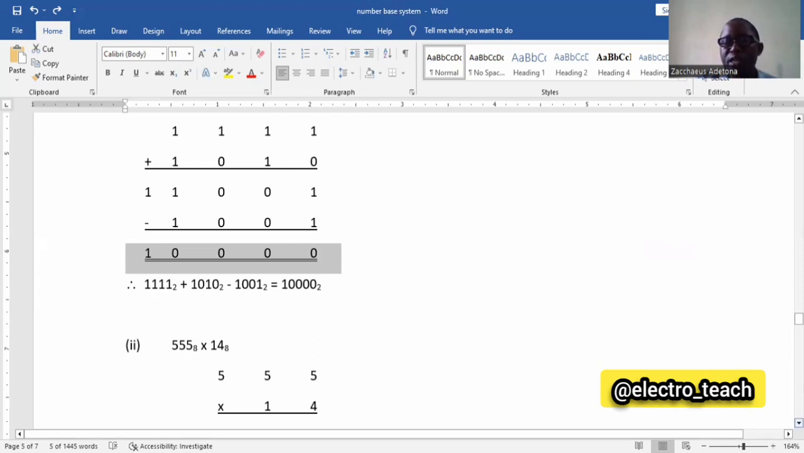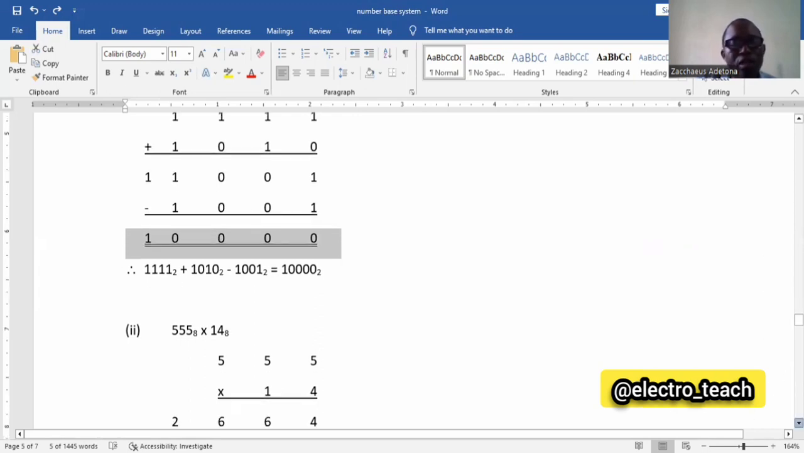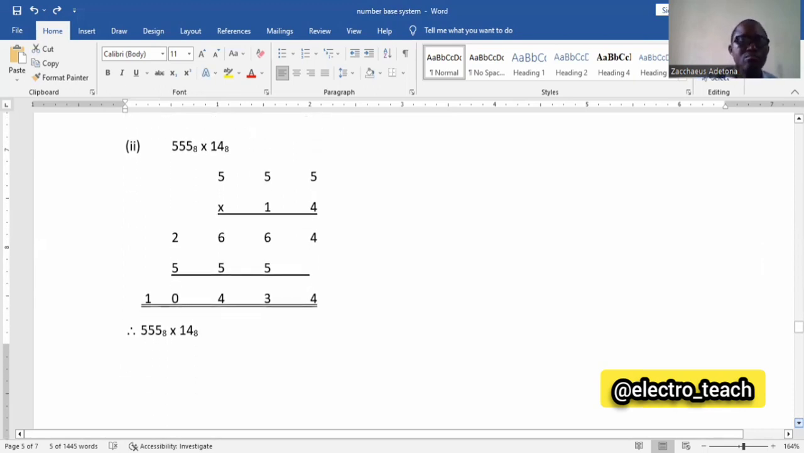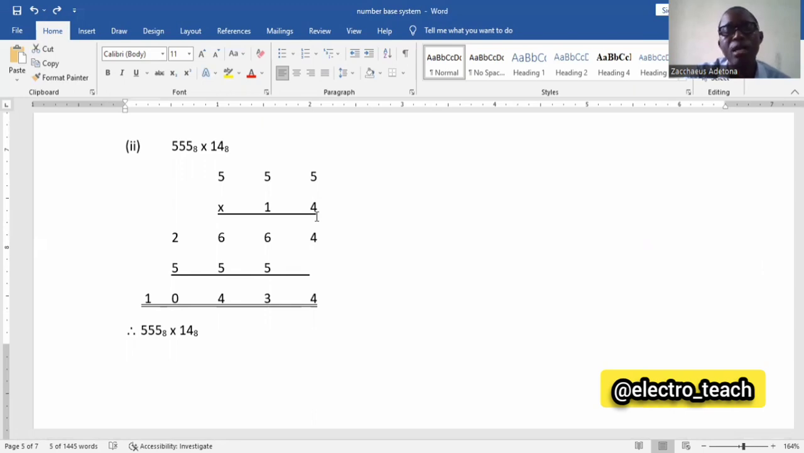Now we're moving on to the second example, which is the multiplication of numbers in base 8, 555 base 8 times 14 base 8. So we can write it as normal multiplication like this, 555 times 14. Now as we multiply, we will add the results of each multiplication up. But since it's in base 8, anytime we are getting a number from 8 and above, it is the remainder that you'll be writing down. We will not write anything higher, up to 8 and above.